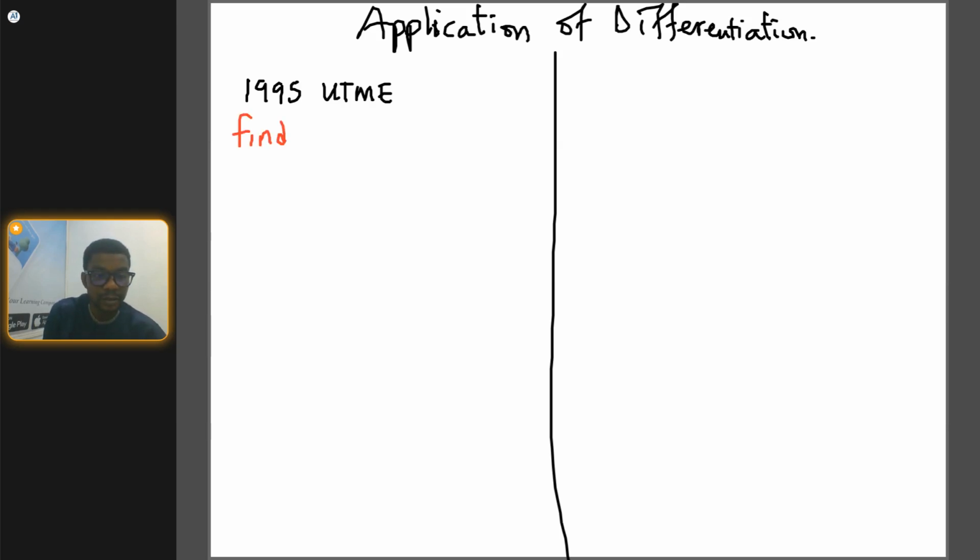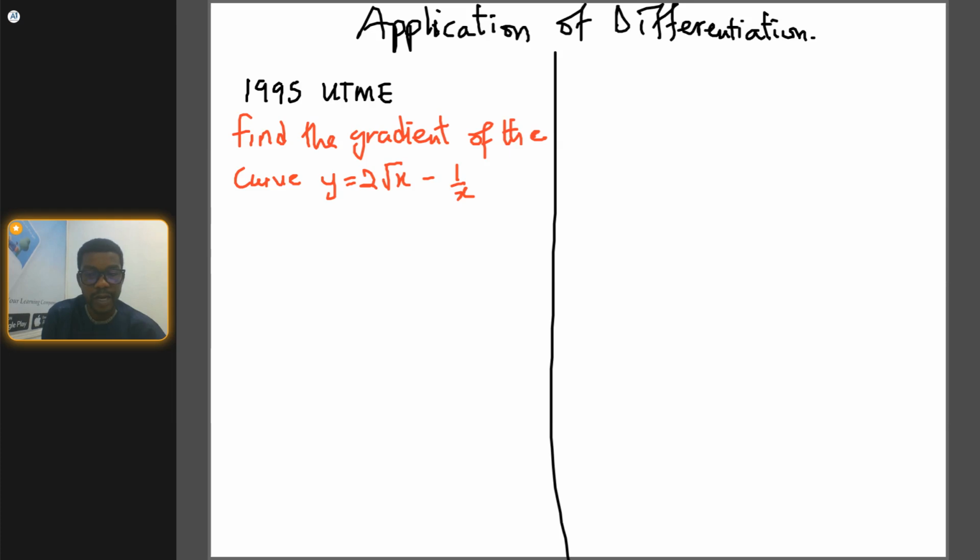Find the gradient of the curve y equals 2 root x minus 1 over x at the point x equals 1.